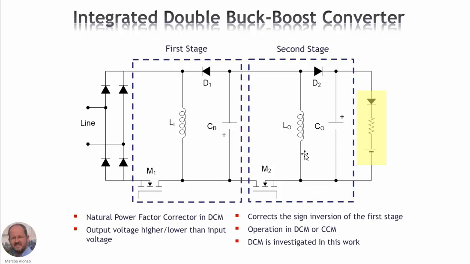And this second stage, in principle, can operate in both discontinuous conduction mode or continuous conduction mode, but it can be demonstrated that if we operate the second stage in discontinuous conduction mode, we can further reduce the ripple through the LED lamp, and therefore we can attain a lower value of the bulk capacitance for the same output ripple.